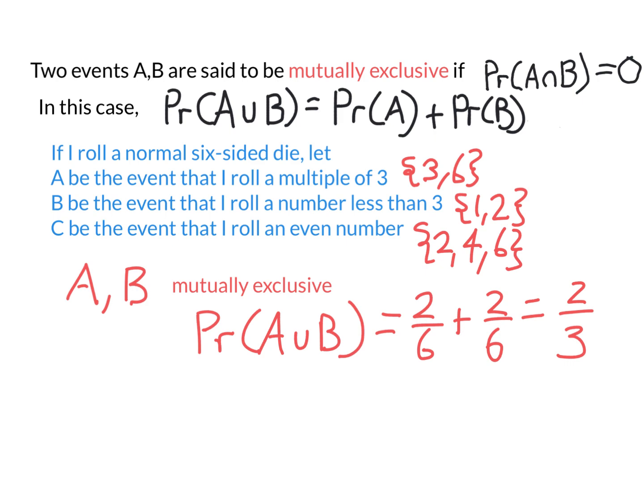What about A and C? Well, you can see again they're not mutually exclusive because you can have A and C happen at the same time if you roll a 6. If you roll a 6, A has happened, you've rolled a multiple of 3, and C has happened because you've rolled an even number. So for two events to be mutually exclusive, they cannot both happen at the same time. If there is even just a small chance that two events happen at the same time, they are not mutually exclusive. If events are mutually exclusive, you can use this rule. If they're not mutually exclusive, just use the OR rule on the previous slide.